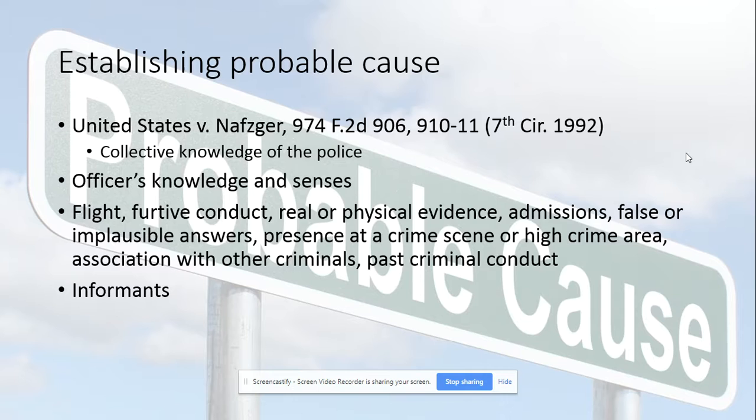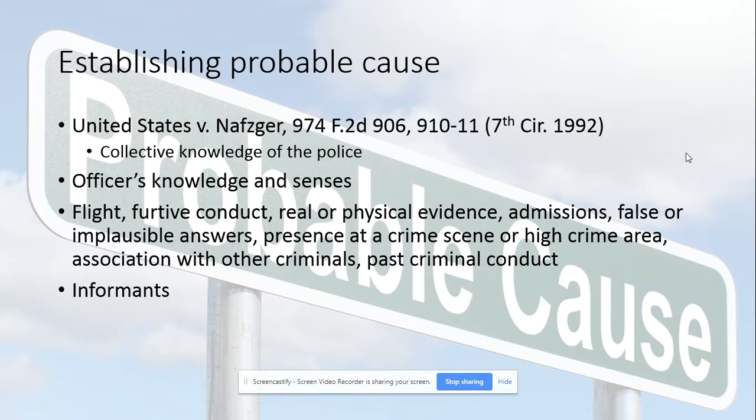So that might be an implausible answer, or that their time doesn't match up or something. They left Phoenix at 5:00 this afternoon, and it's now 10:00, and I'm like, it's like 14 hours to get from Phoenix to Liberal. You didn't leave 5 hours ago. So something like that. Of course, presence at the crime scene or in a high crime area, association with other criminals, past criminal conduct. Those things are kind of obvious.